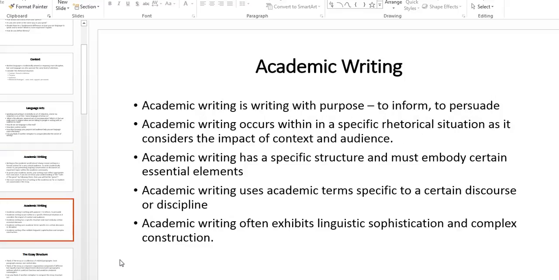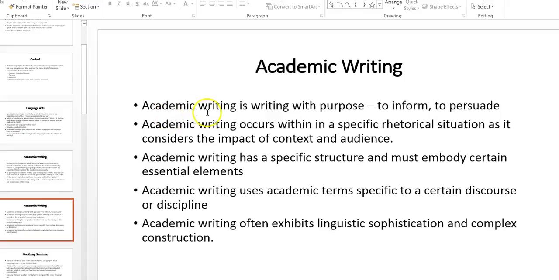So let's talk a little bit about academic writing, and let's try to define it, even though it is hard to define because academic writing has many important features that bind all of the academic writings together. But there are some things that can be helpful to identify when we talk about academic writing.